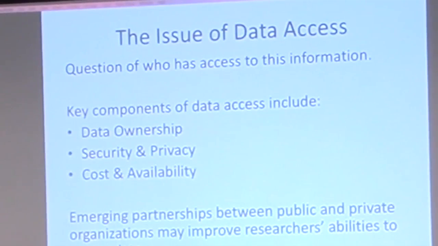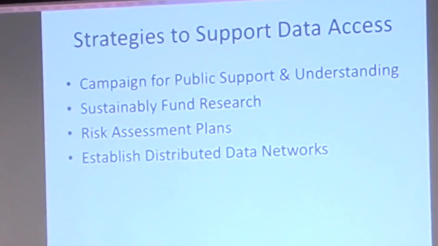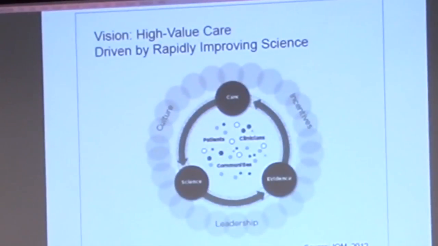There's a lot of emerging partnerships between public and private organizations which help researchers' abilities to access data. There's the Moonshot, is it called the Moonshot program with former President Biden? Yeah, there's that one. There's all kinds of risk assessment plans, established data networks, and all types of different research programs. I like this slide.